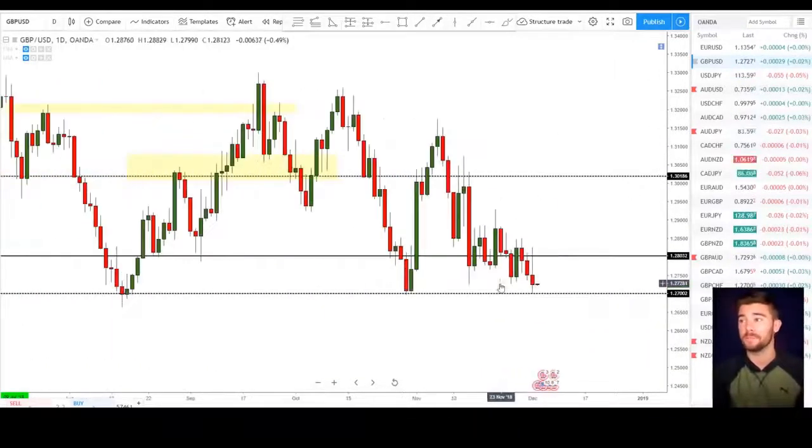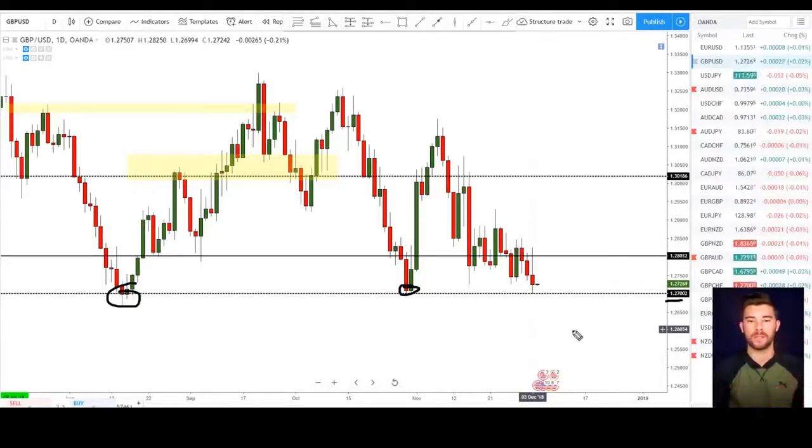On the pound dollar, earlier in the week we talked about this pair coming down into a major level of support. We said it was likely that this pair would hit around the 127 even handle number, and let me play a clip of that really quick. It's going to be a very short clip.